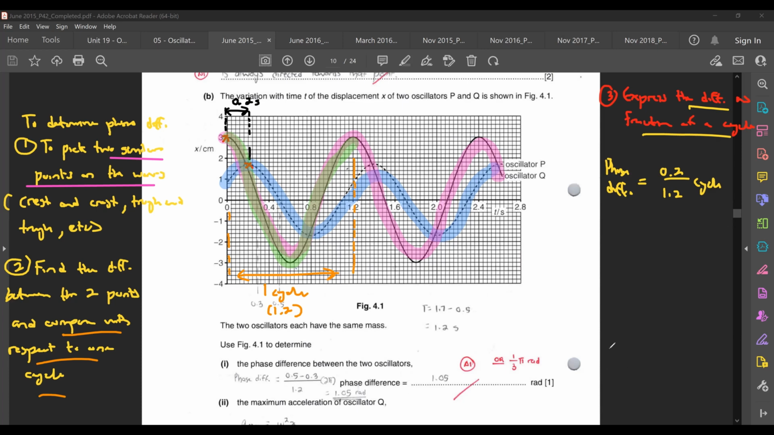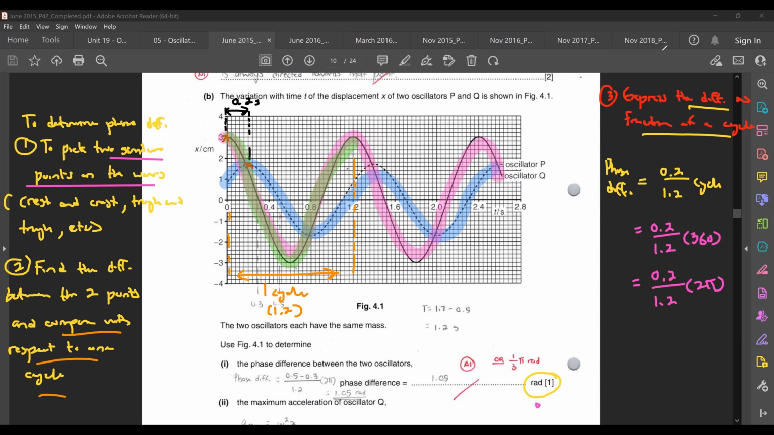But your answers usually would want them in terms of maybe radians or degrees. Sometimes you will get radian as your unit, or sometimes you will get degrees as your unit. So in your case, if you wanted them in degrees, it will be 0.2 divided by 1.2 times 360, or it could be 0.2 over 1.2 times 2 pi, if you wanted it in radians.